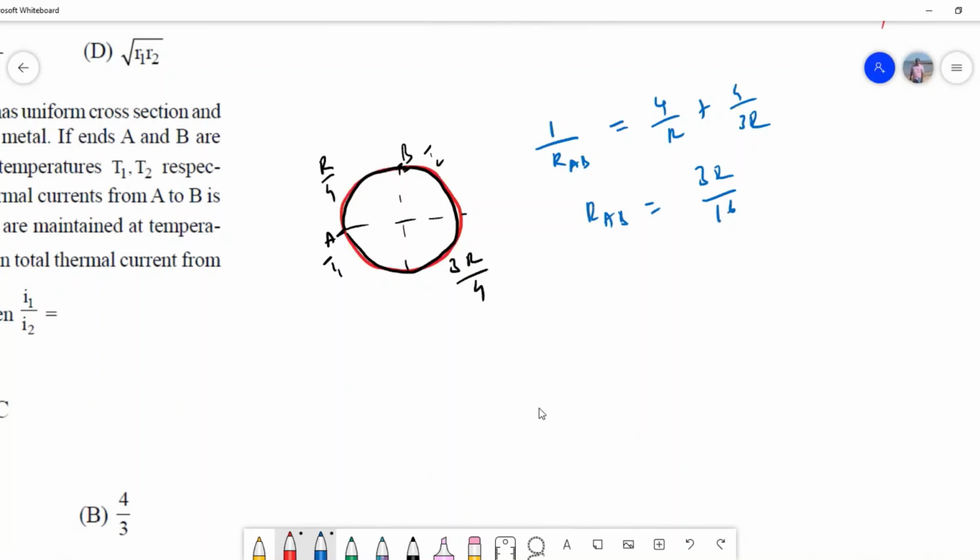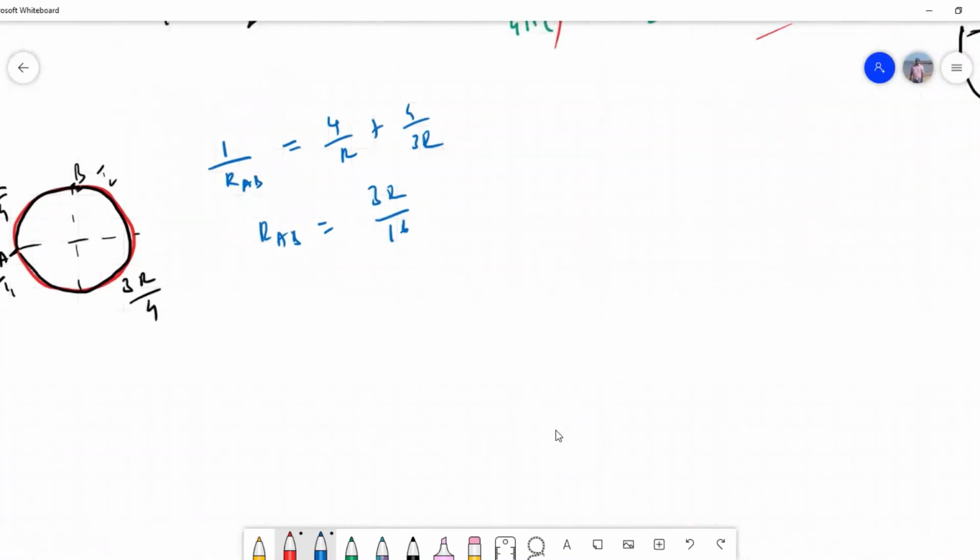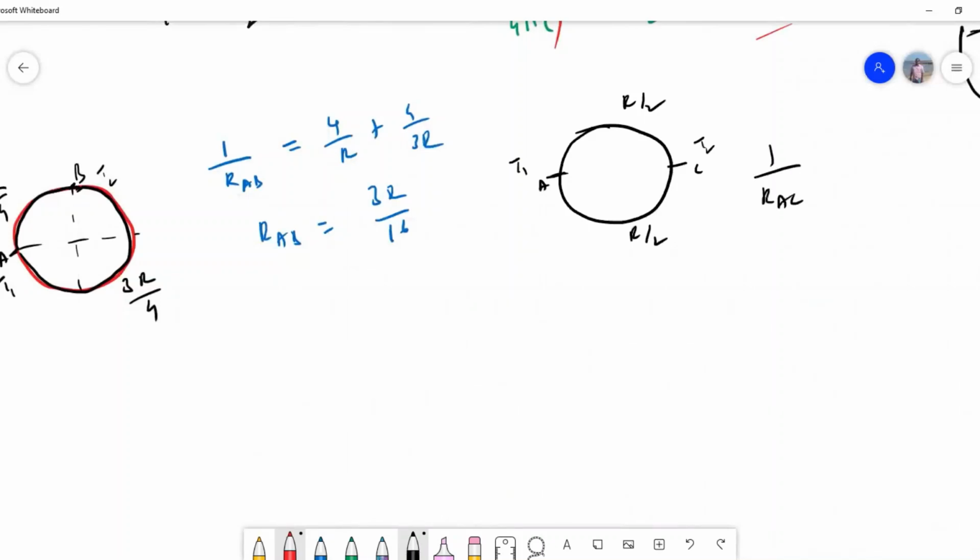Now next, let us draw the diagram again. In the next case, it is maintained between AC. So if you draw the diagram again, here now between AC, the temperatures are maintained. So clearly it is R by 2, it is R by 2, half of it. So 1 by R AC is equal to, again they are parallel, so 2 by R plus 2 by R. So resistance across AC is R upon 4.